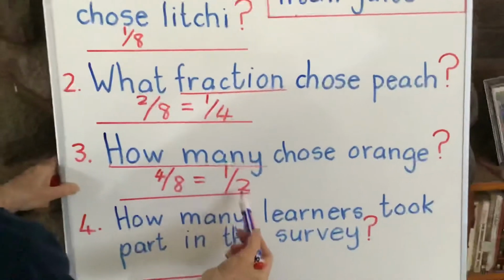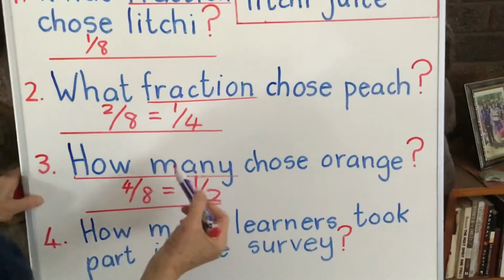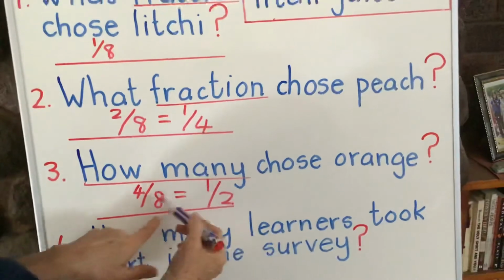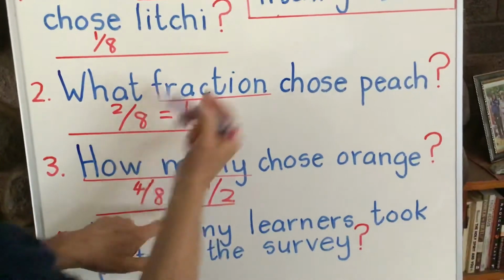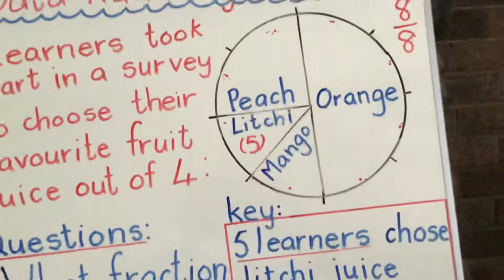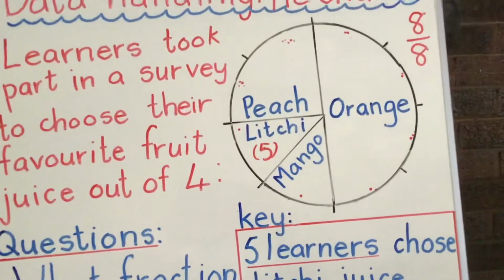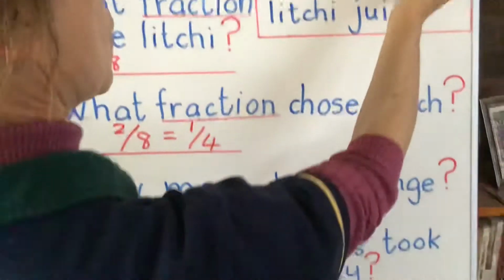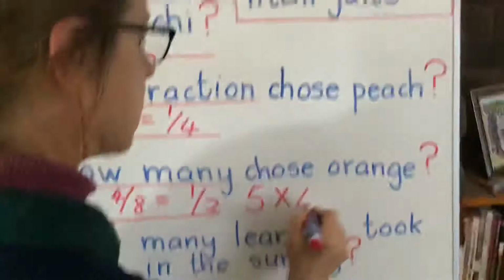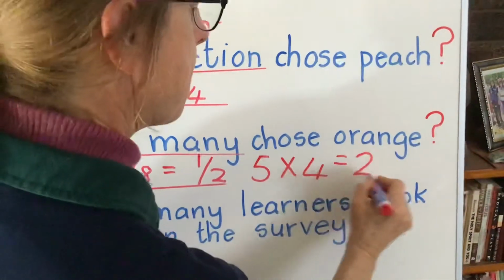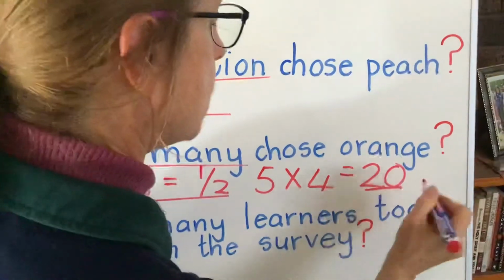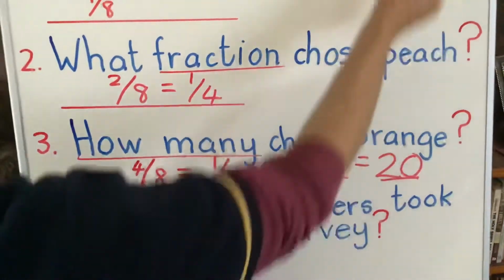How many? We don't only want a fraction here. They said how many. So what is 4/8? If 1/8 is 5, there you are. Let's times it. 5 times by 1, 2, 3, 4. That's how many pieces. That's how many children chose. It was 20 children chose orange.